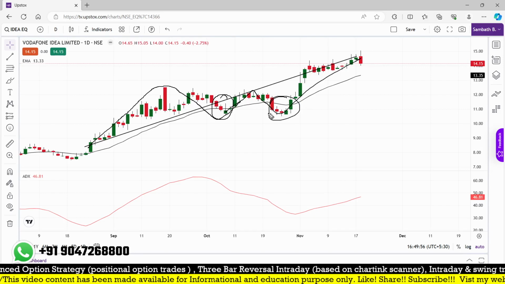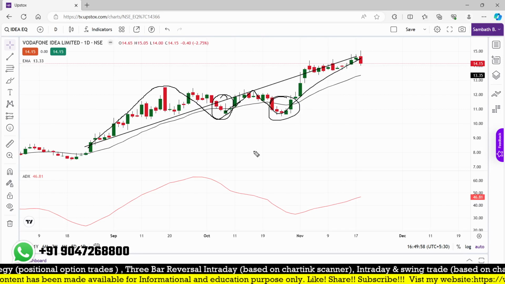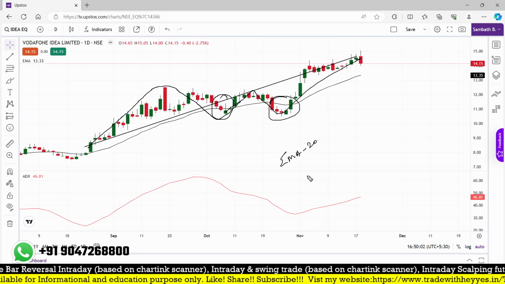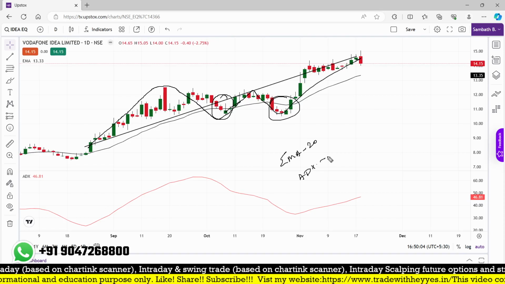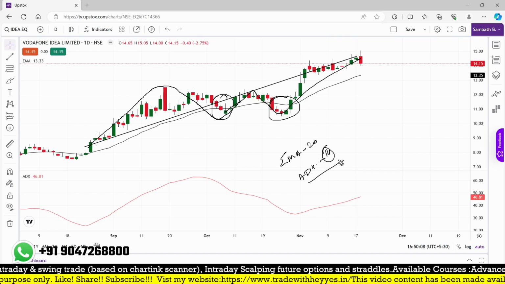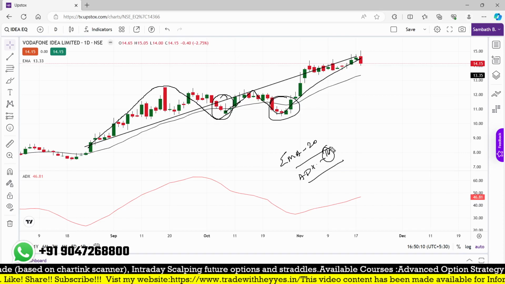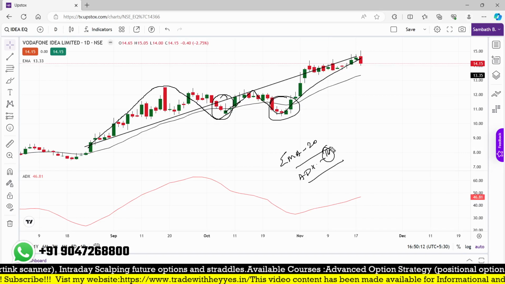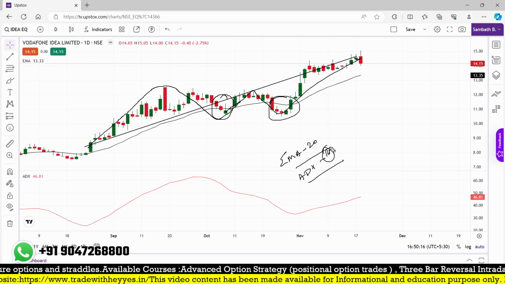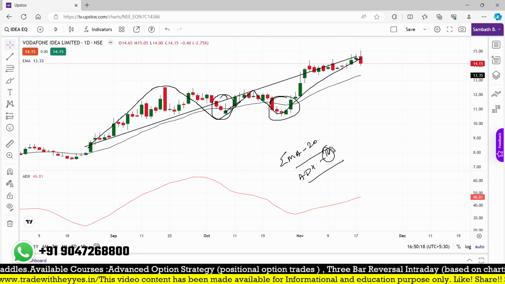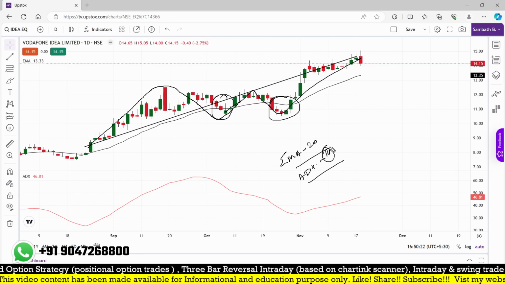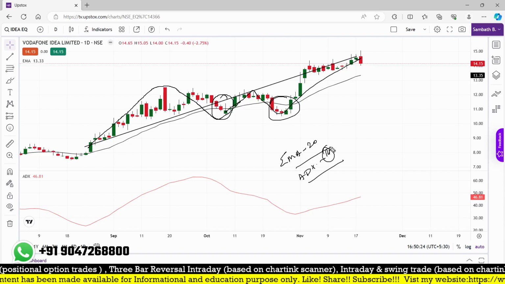So I'm using two indicators. One is EMA 20, and another one is ADX. ADX is around 14. These are all the conditions which I am going to apply. It's a simple scanner, but a powerful scanner as a positional trade. I don't know whether it is going to work for intraday or not, but as a positional swing trade, it's going to work perfectly on the daily time frame.